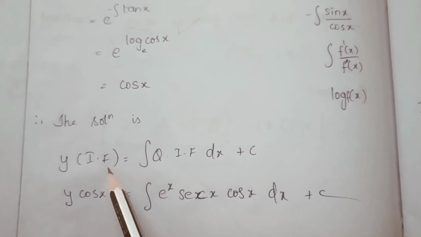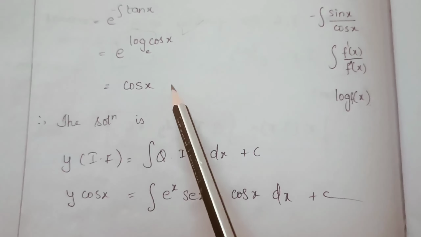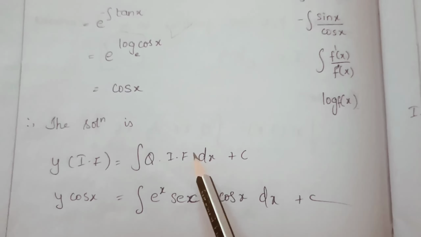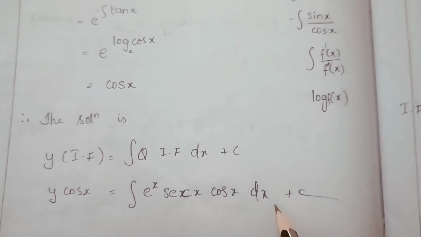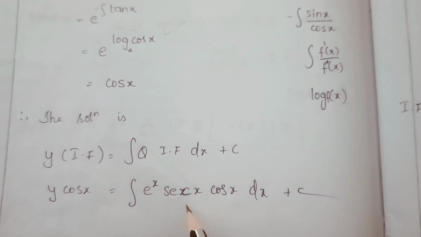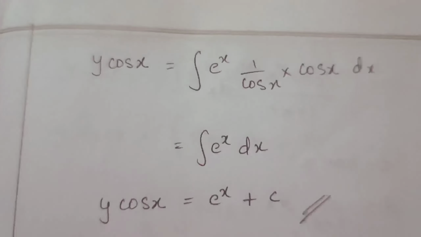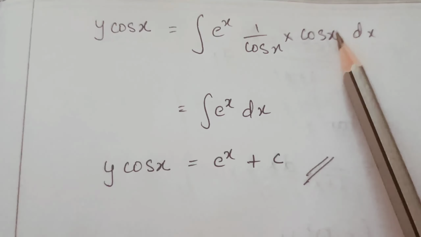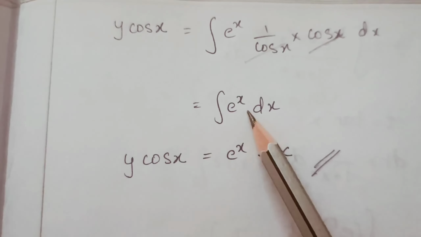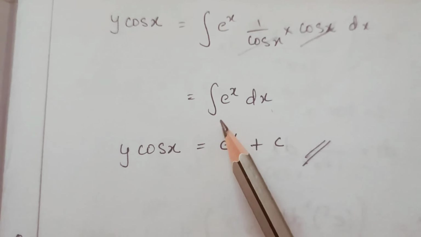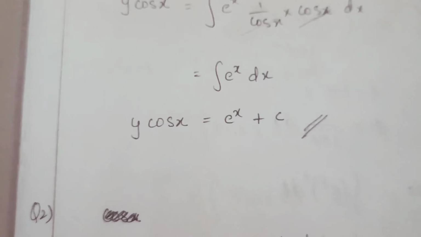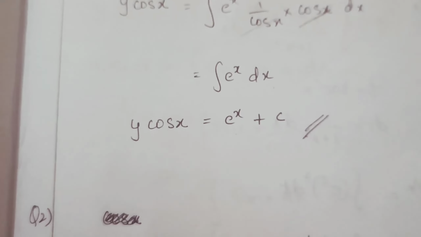Y into I.F. is cos x. We have to substitute: I.F. is equal to cos x, q is e power x secant x, into I.F. cos x dx. Here secant x is nothing but 1 by cos x. Cos x gets cancelled. You will get e power x dx. Integration of e power x dx is nothing but e power x plus c. This is the answer: y cos x equals e power x plus c.